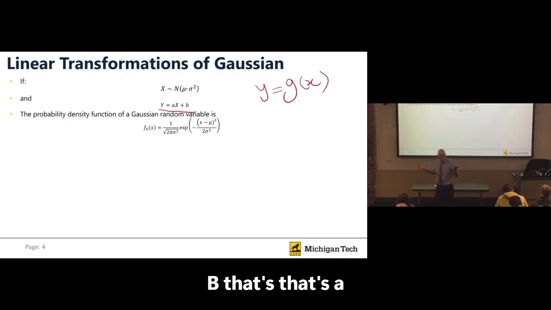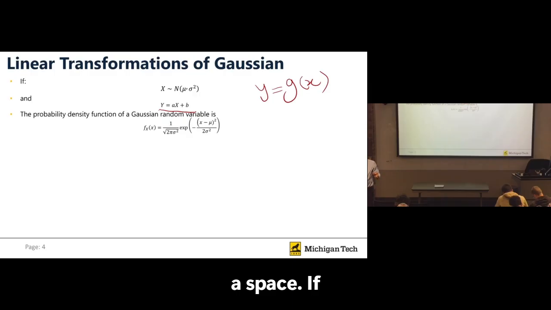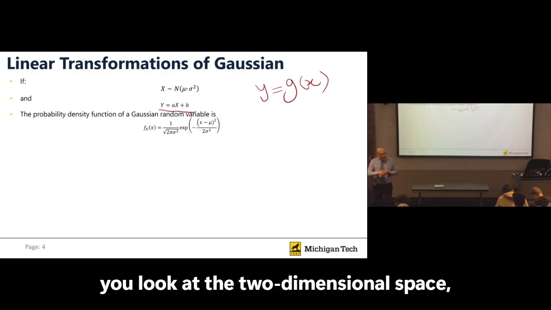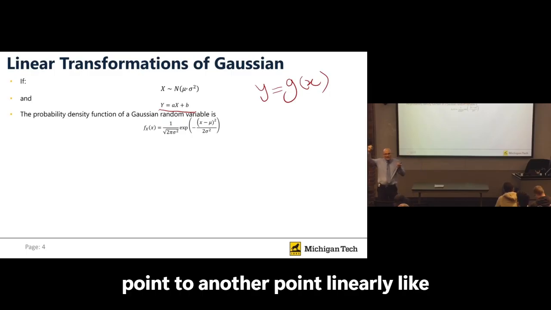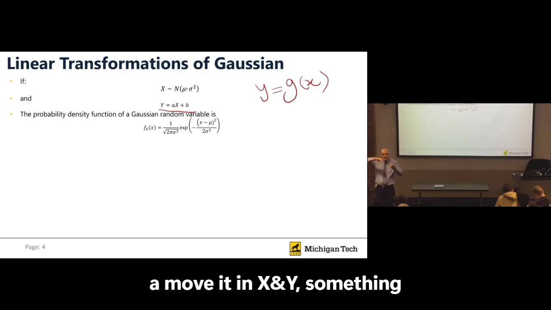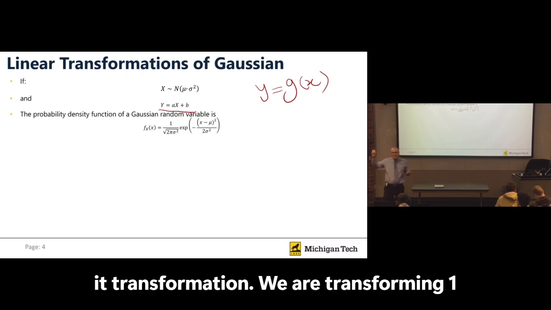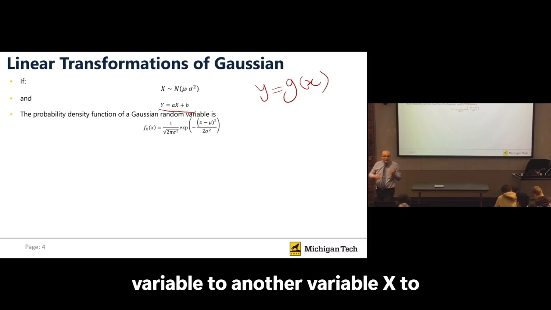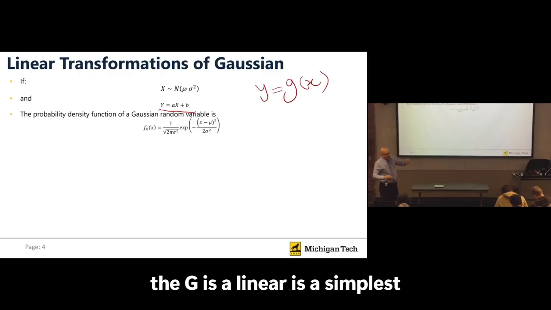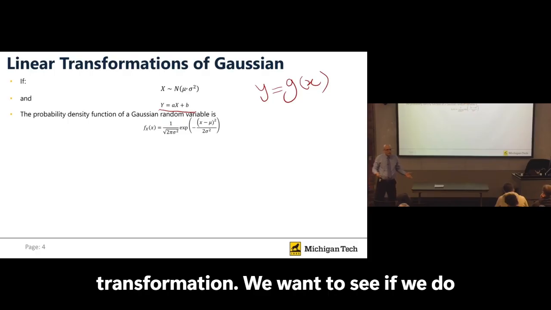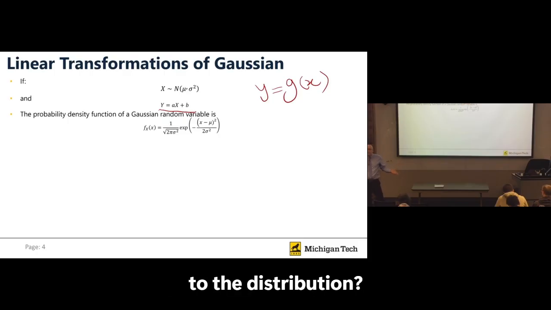That's a linear transformation. If you look at two-dimensional space, it means you are moving one point to another point linearly, like moving it in x and y. That's why we call it a transformation. We are transforming one variable to another variable, x to y. But with g being linear, it is the simplest transformation. We want to see what's going to happen to the distribution if we do that.